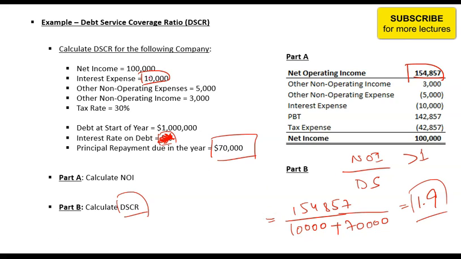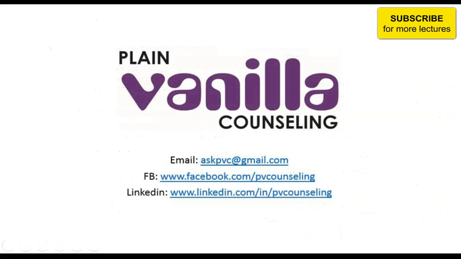If you are not given this interest expense and you are given a rate here, let's say 5%, 1% or whatever, then you can calculate interest expense by multiplying that rate by the loan at the start of the year. Mistakenly I had put in interest expense as well as interest on debt here. So you will have one of these, and based on that you can calculate interest expense. So any problem calculating DSCR, debt service coverage?